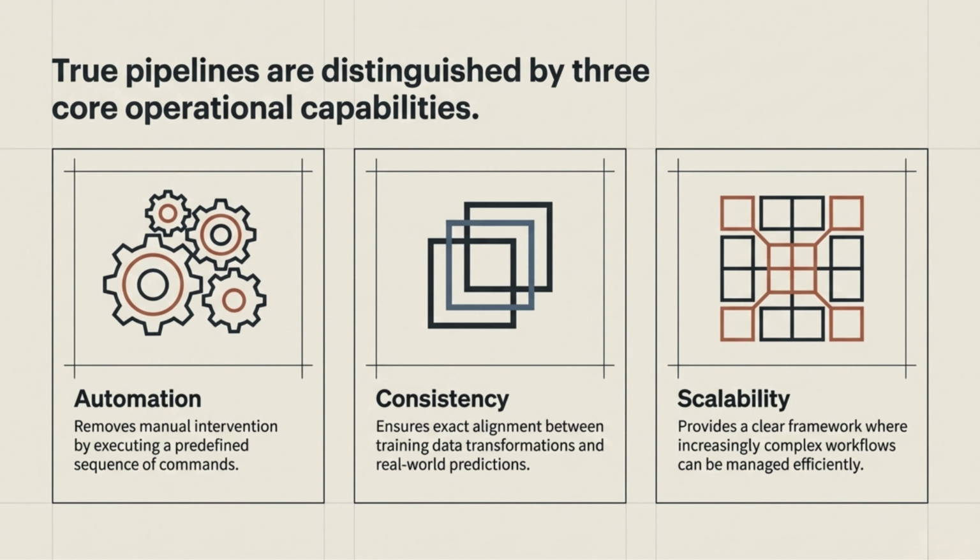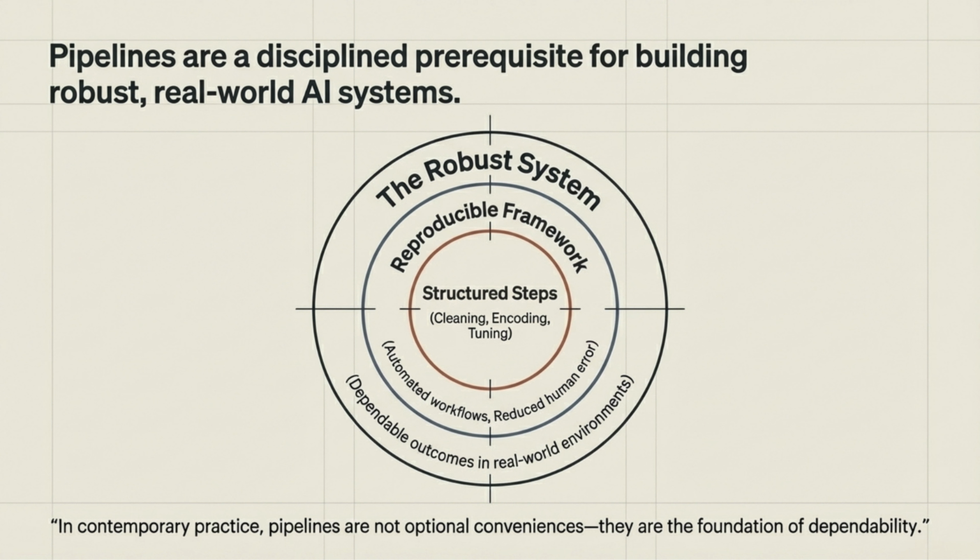In contemporary machine learning practice, pipelines are not optional conveniences. They represent a disciplined approach to build robust systems. They reduce human error, enhance reproducibility, and provide a clear framework within which complex workflows can be managed efficiently. As we proceed, the focus will be on understanding how each stage contributes to the overall learning process and how integrating these stages into a pipeline leads to more dependable and interpretable outcomes.